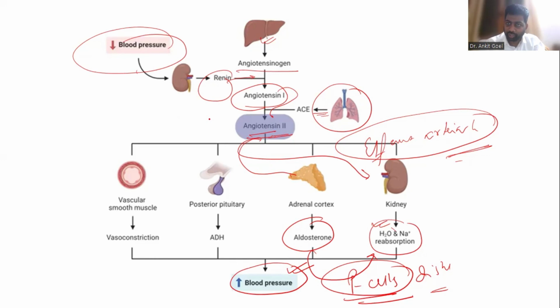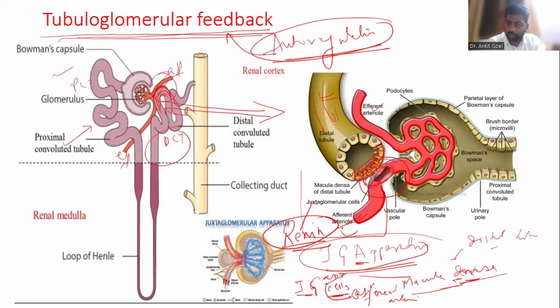How is the low blood pressure sensed? The low blood pressure is sensed when there is low blood flow in the afferent arterioles, because the JG cells in the afferent arteriole will realize the blood flow is less, so they will produce more renin. Then they will increase the blood pressure.